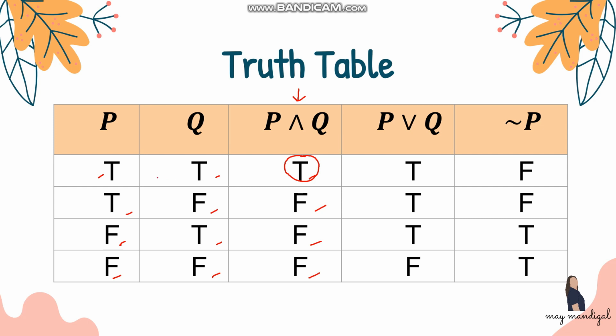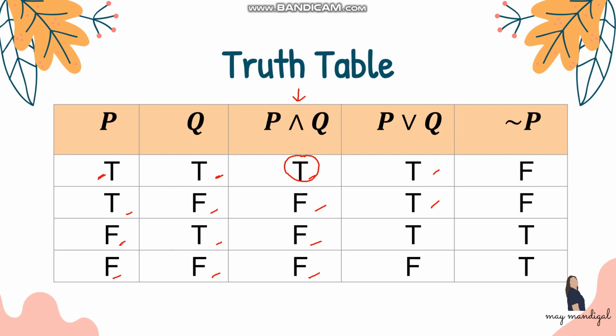Now for the disjunction, all we have to do is look for a true proposition here. In the first one, we have true, and then we have true as well. Therefore, P or Q is true. Second one, we have true and false. Though they are different, since this is a disjunction, that means either of the two can be true. Therefore, the disjunction P or Q is still true.